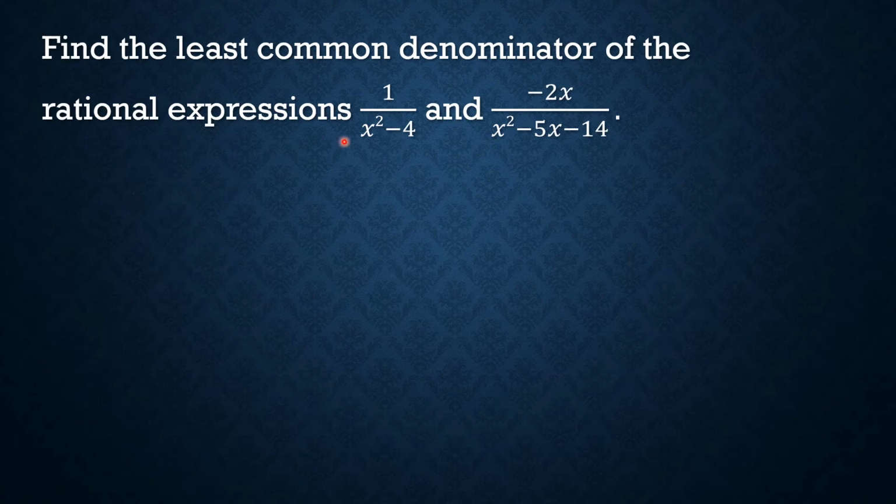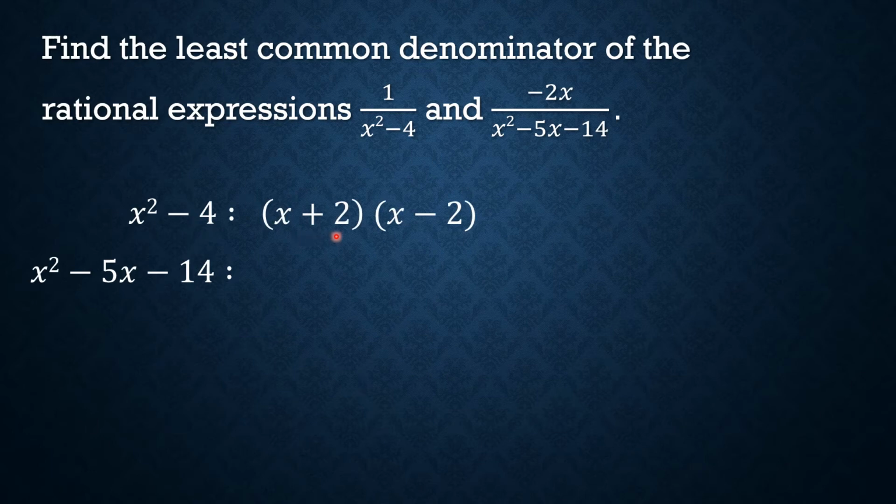Another example. So we're gonna look at the denominators and then we're gonna factor them. So x squared minus 4, x squared minus 5x minus 14. When we factor x squared minus 4, we have x plus 2 times x minus 2. And when we factor x squared minus 5x minus 14, we have x plus 2 and x minus 7.